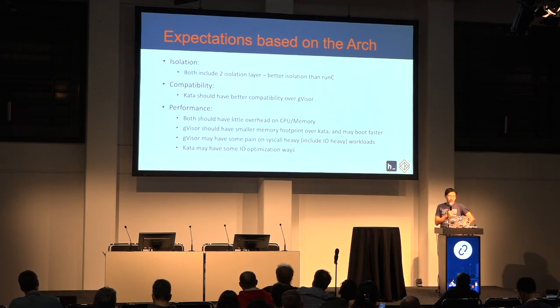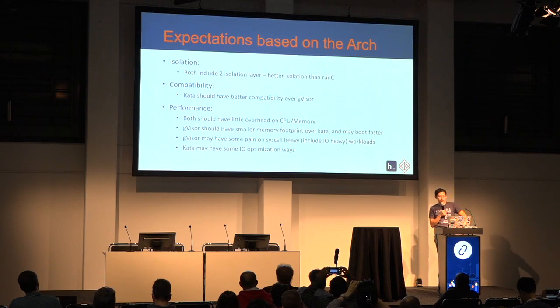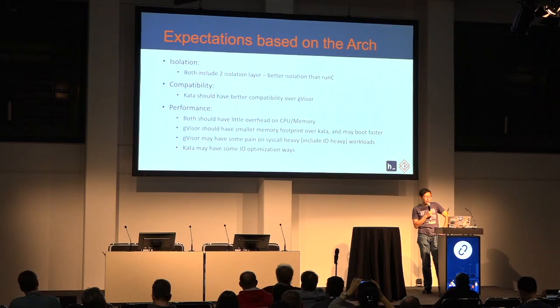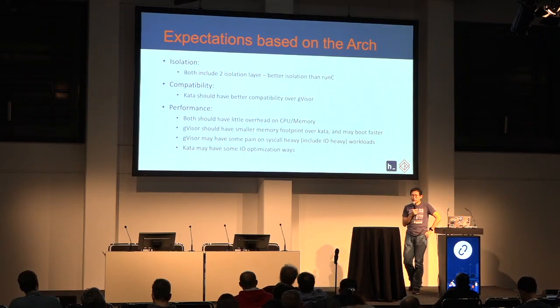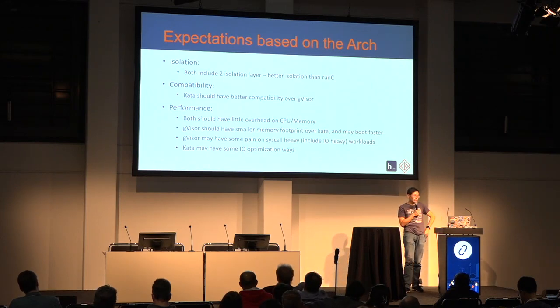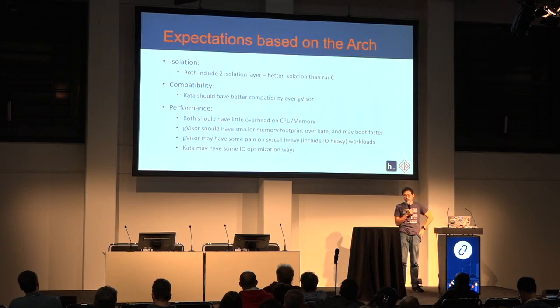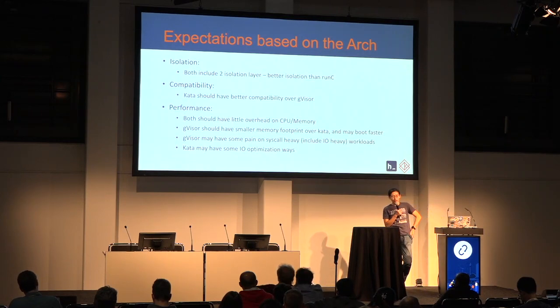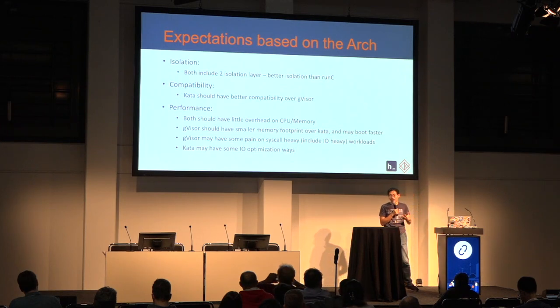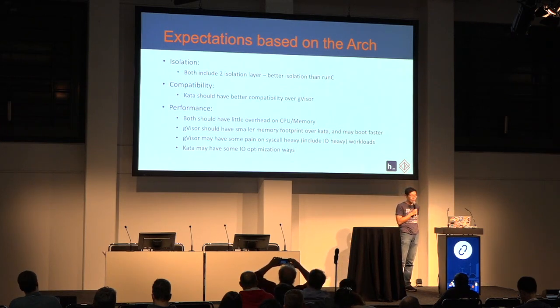We may make some inspections based on the architecture. Firstly, the isolation. Both technologies, Kata Containers and gVisor, have two isolation layers. So you can think that's much better than runC. runC runs the containers on the single host kernel, and if there are some bugs, they find the exploits, they break the kernel, and they can access everything.